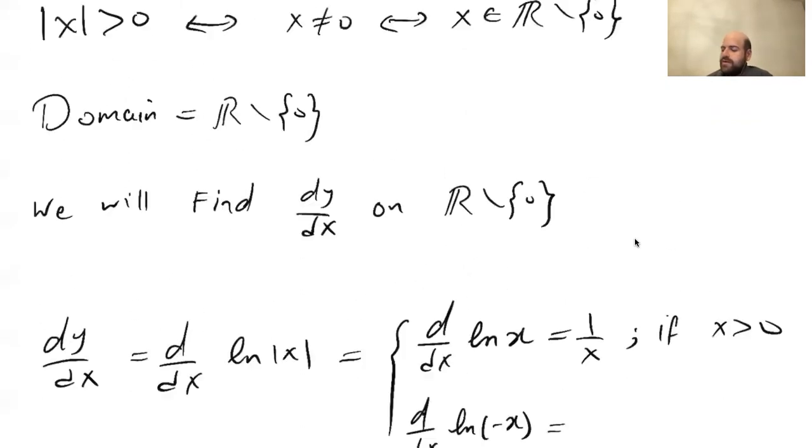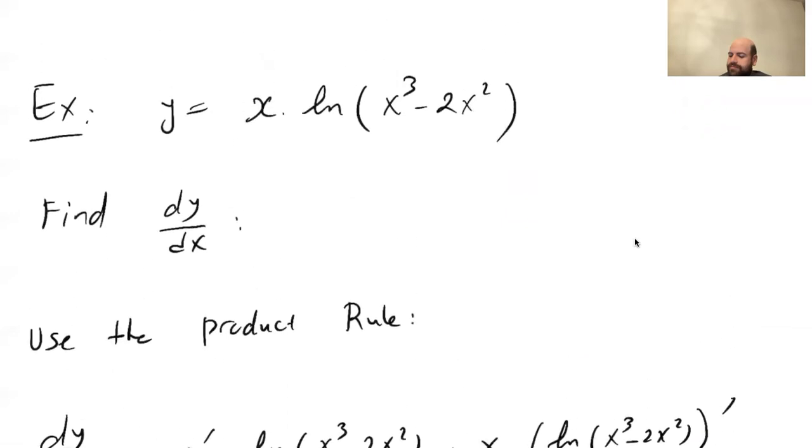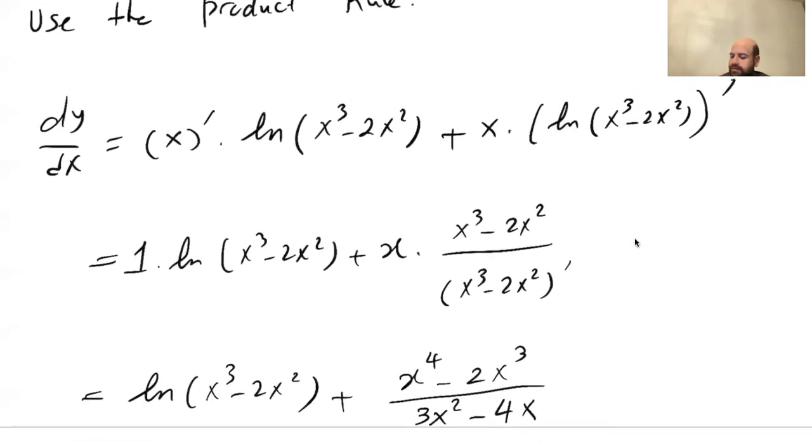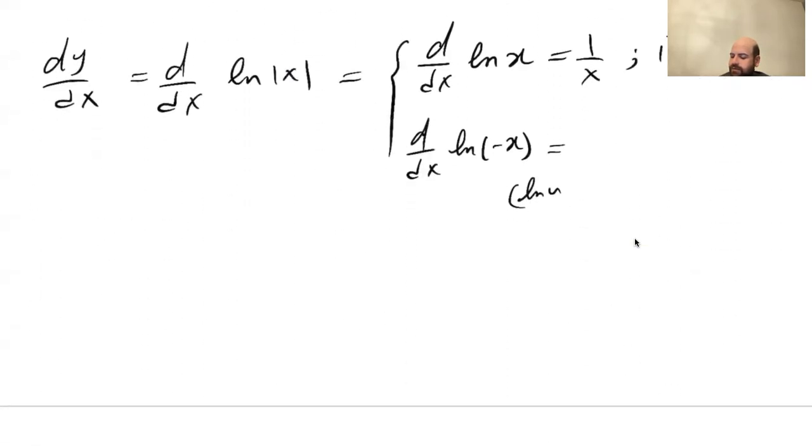Let me show you one more time. The derivative of ln u is u prime over u. So the derivative of ln of minus x will be the derivative of minus x divided by minus x. So that's minus 1 over minus x, which is 1 over x, if x is less than 0.